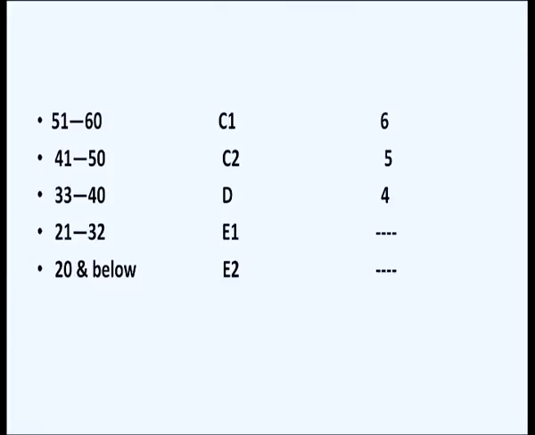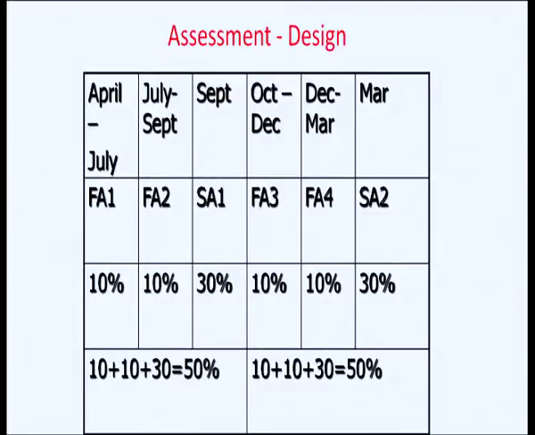Now, this is the assessment design. FAs, this is a tentative design. There is a flexibility in this design. April to July is FA1, July to September, FA2, and in September there is an SA1. October to December is FA3, December to March, FA4, and March is SA2.